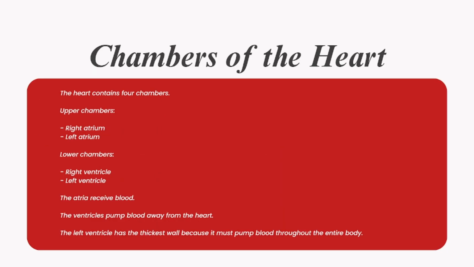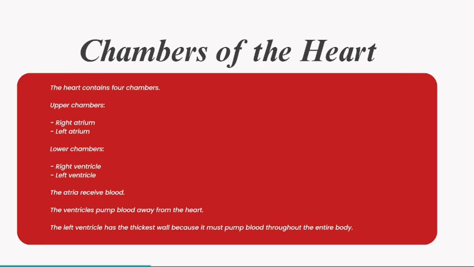Chambers of the heart. The heart contains 4 chambers. Upper chambers include right atrium and left atrium, and the lower chambers include right ventricle and the left ventricle. The atria receive blood. The ventricles pump blood away from the heart. The left ventricle has the thickest wall because it must pump blood throughout the entire body.